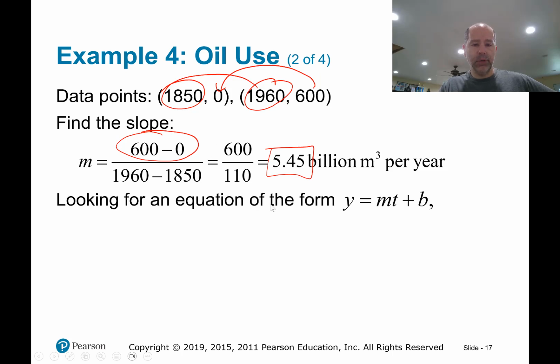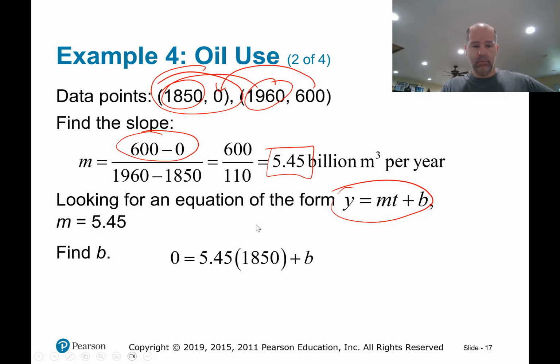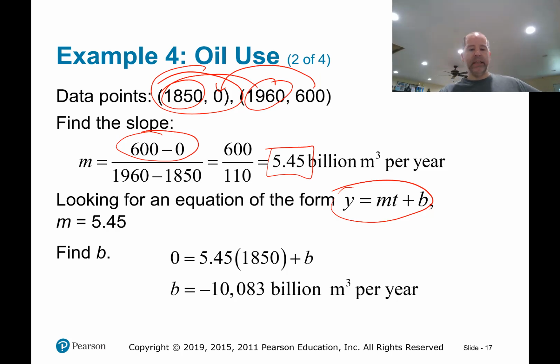Now we're going to use one of the 2 points. Now here's the thing. I would use this one because it has a 0 in it, which is going to make our calculations much easier. So use the first data point, 1850, 0. And then we're going to plug that in to our equation to find the y-intercept. When we calculate this, we get negative 10,083 billion cubic meters of oil as our y-intercept.